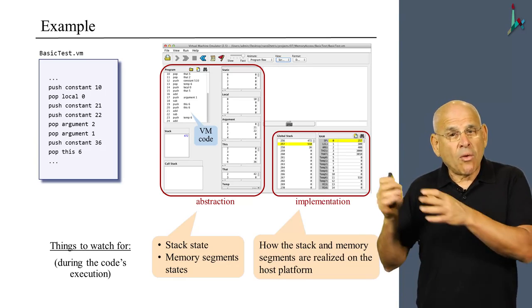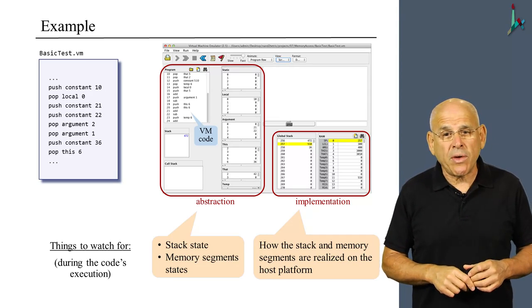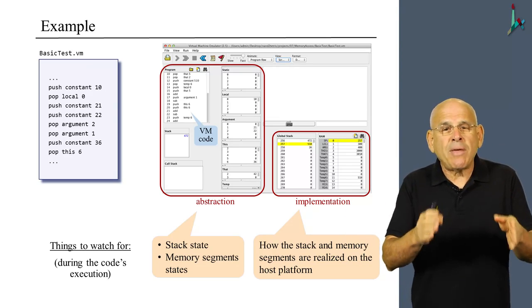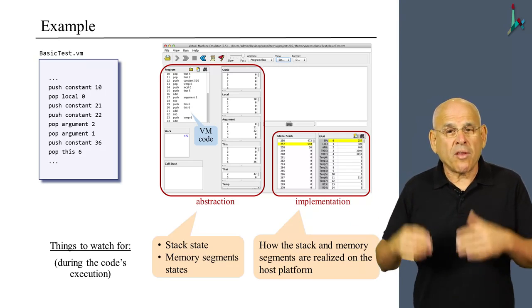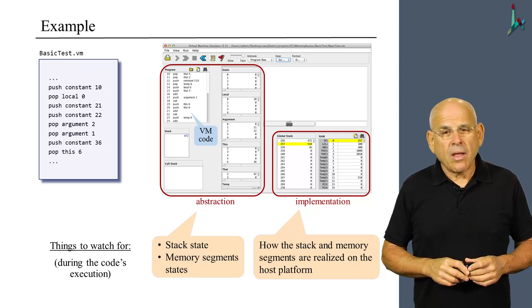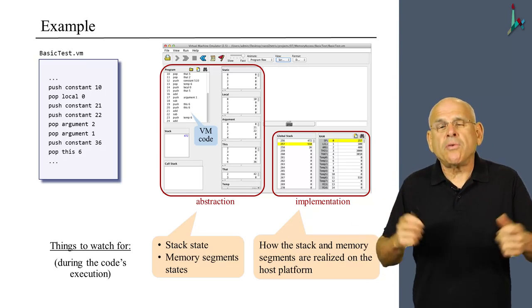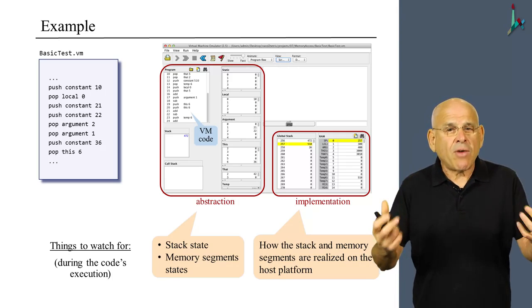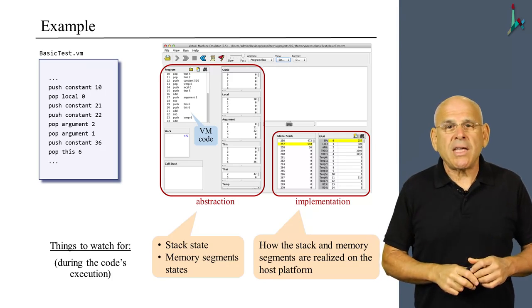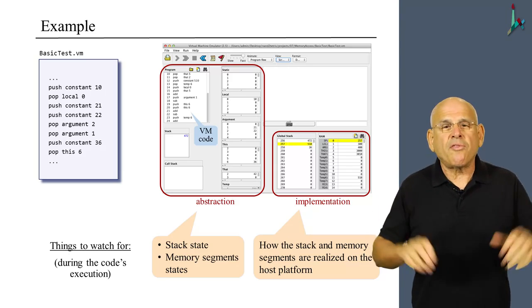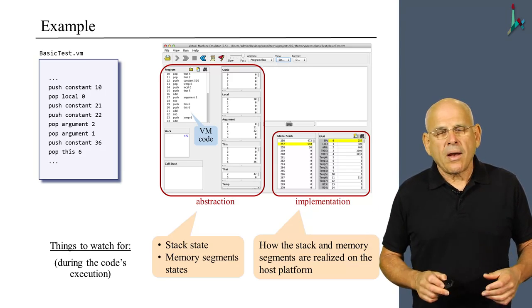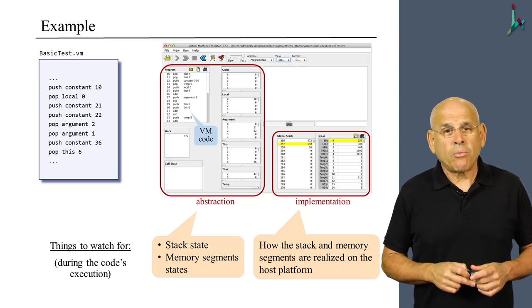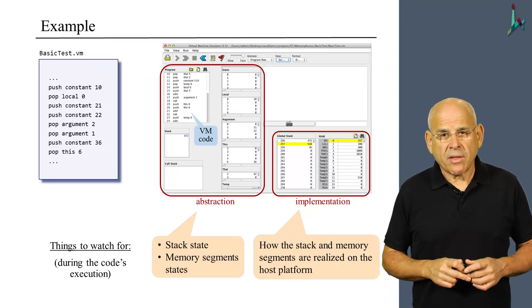And we can also look at the right-hand side of the VM emulator's GUI. If we take a look at this area, we will see how the VM abstraction is actually being realized on the host platform, on the RAM of the host computer. So we get sort of a dual view of both the abstraction and its implementation, and it's very instructive and powerful because you can really see how the virtual machine works in two different layers of interest. Now, the next topic that I'd like to discuss is the notion of test script, which is central to Project 7 that you will have to do in the context of this module.